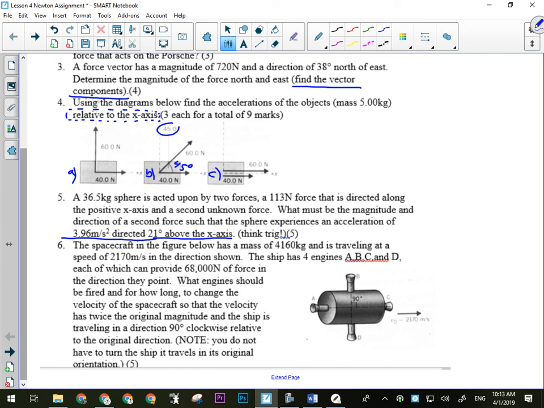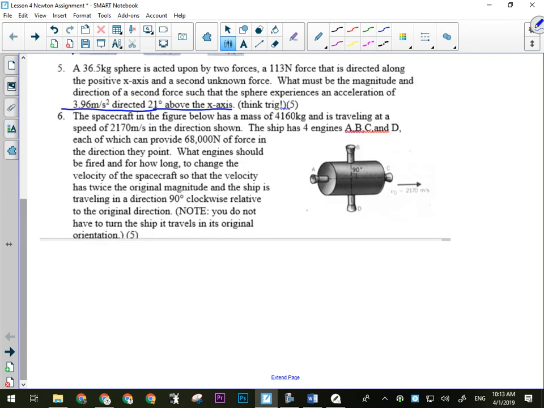Okay, for question number 6, that's our spacecraft. It's not very pretty. It has 4 engines and can only fire 1 engine at a time. The engines are either on or off. There's no throttle. If they're on, they exert 68,000 newtons worth of force.